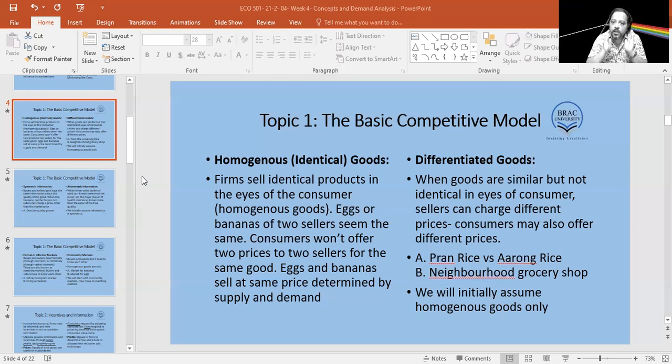Similarly, if we look at the same rice by two companies, say Pran Rice and Arong Rice, for whatever cosmetic reason, as a buyer, I look at one in one way and the other in another way. So the one that is more attractive to me, I'm willing to pay a higher price. Although they're not identical in my eyes, they are very similar to each other. So this type of goods we define as differentiated goods. We will initially in our analysis assume that all the goods are homogeneous. Later on, we're going to break that assumption at some point and look at a market that is known as monopolistic competition.